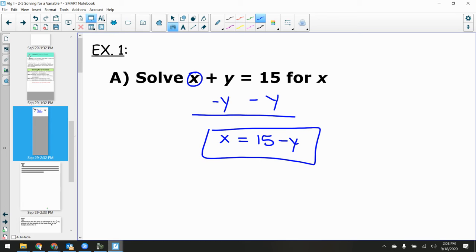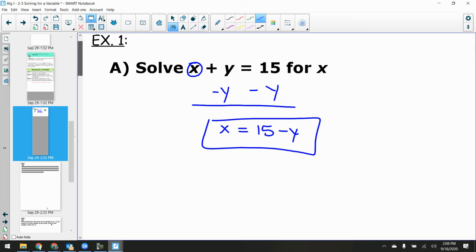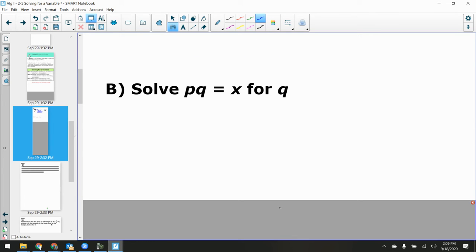Let's do another one. Okay, I'm solving for q. So let's circle q. What's being done to q? Multiplied by p. So how do I undo that? Divide by p. Divide it on both sides. That's going to cancel it on the left side. It's going to undo it. And on the right side, can I simplify anything with x divided by p? No. It's literally just x divided by p.